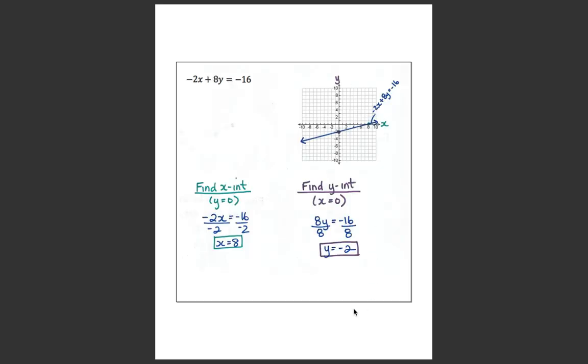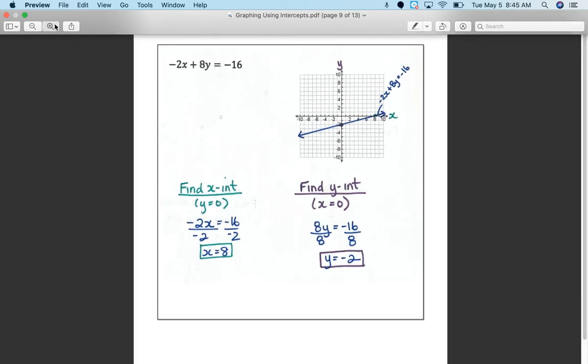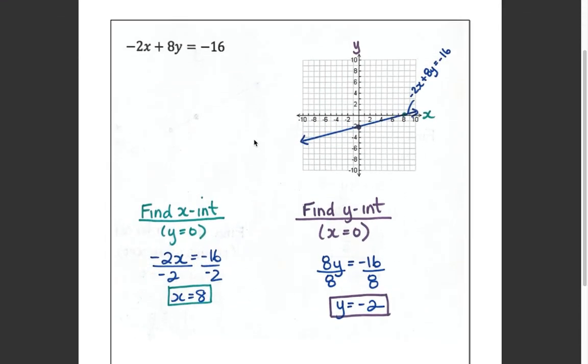Okay, so here's what I get. And I did it, like I said, in a little bit more efficient way. So I have negative 2x plus 8y equals negative 16. When I find my x-intercept, I'm going to sub in y equals 0. So that means that my y term is going to disappear. And all I have left is negative 2x equals negative 16. I'm going to divide both sides by negative 2 to get the x by itself. That leaves me with x is equal to 8.